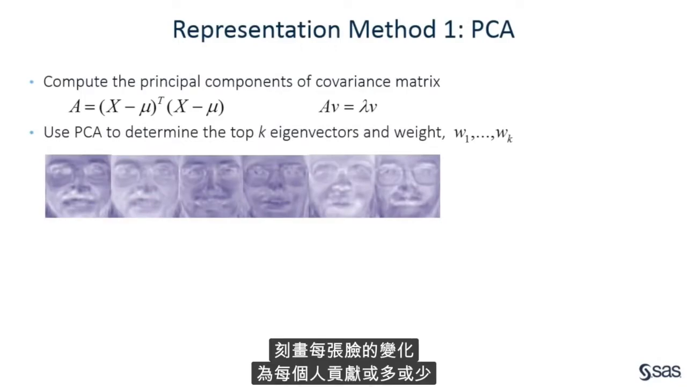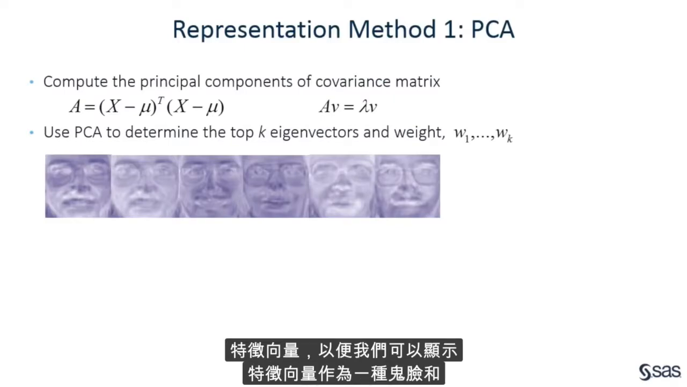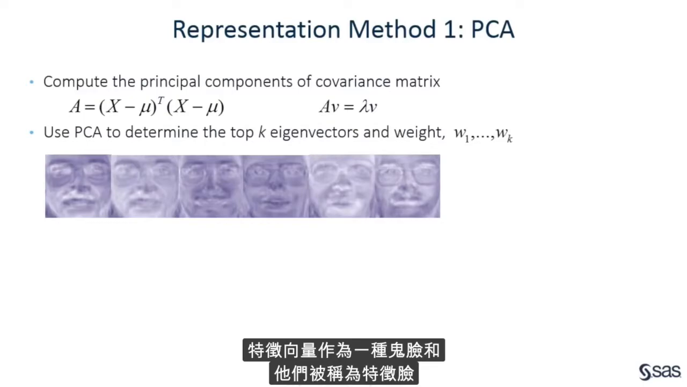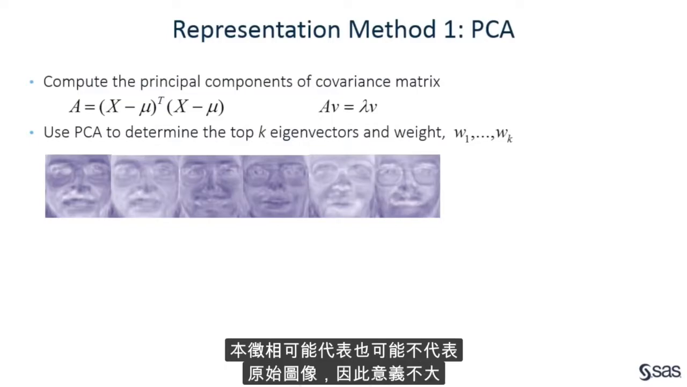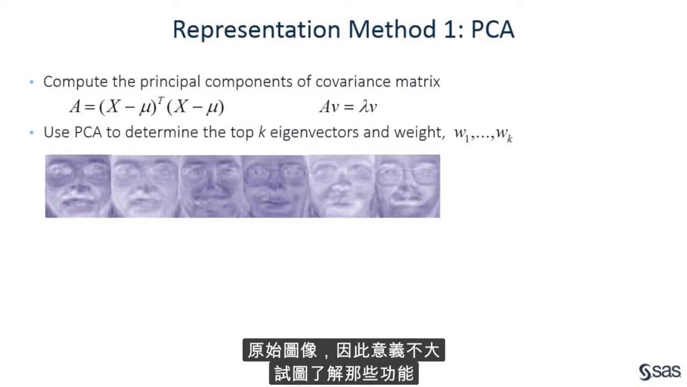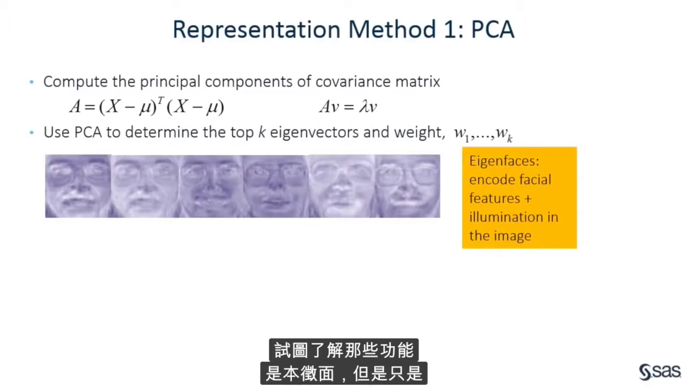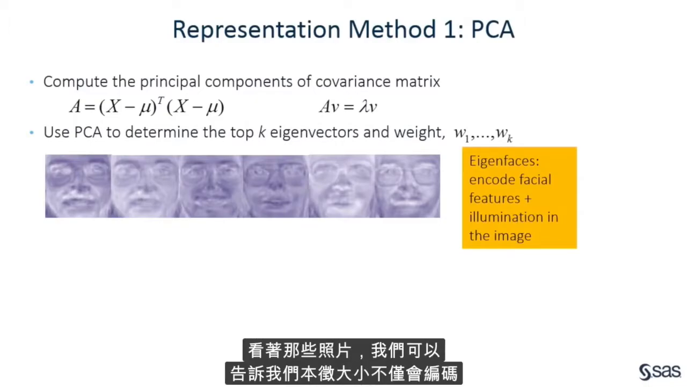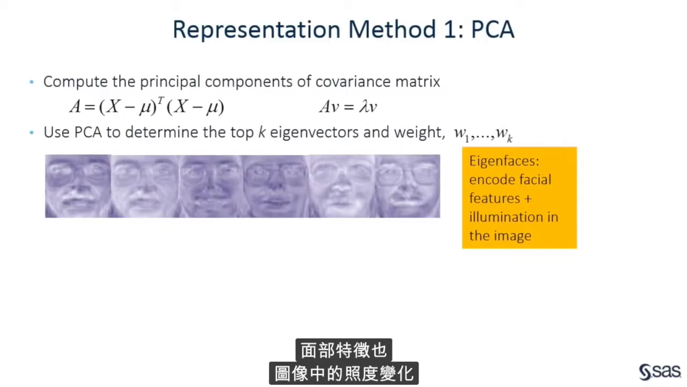Each face contributes more or less to each eigenvector, so that we can display the eigenvectors as sort of ghostly faces, and they are called eigenfaces. Features in eigenfaces may or may not be represented in the original images, so it is less meaningful trying to understand what those features are in eigenfaces. However, by just looking at those pictures, what we can tell is that eigenfaces not only encode facial features, but also the illumination change in the images.